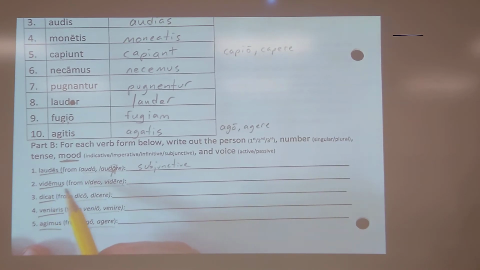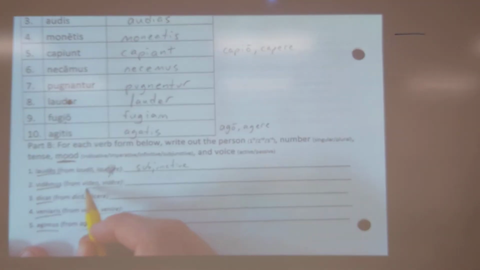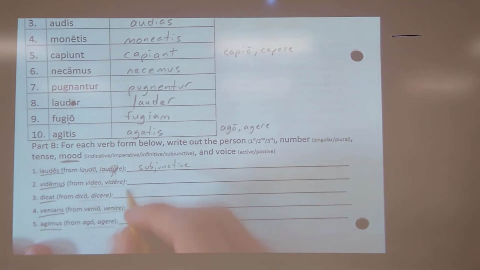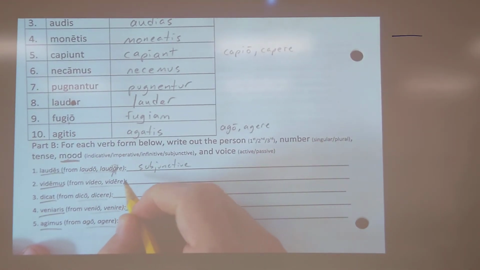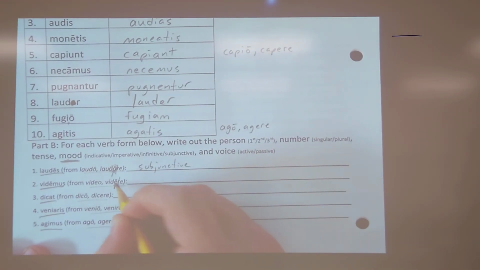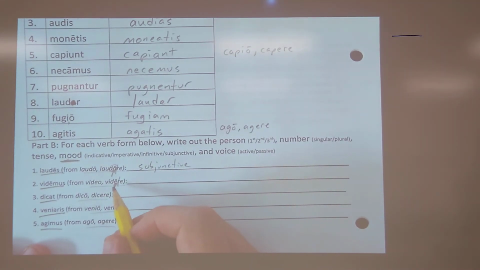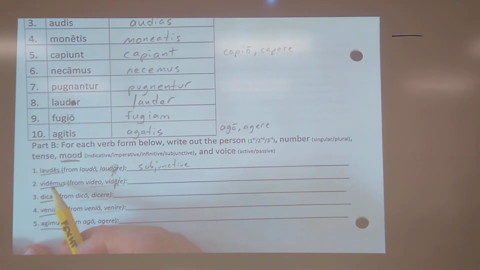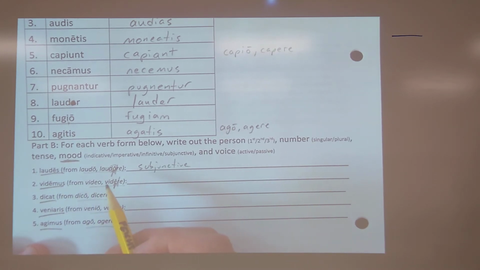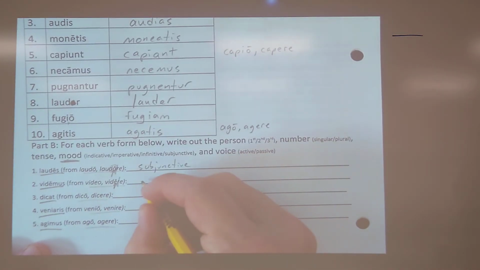Next one, videmus. Well, if it comes from the verb video, videre, go to your infinitive, chop off the re. Your stem vowel is a long E. If your stem vowel is the same for the second conjugation verb, it hasn't changed, well, then it's not subjunctive. It's indicative.